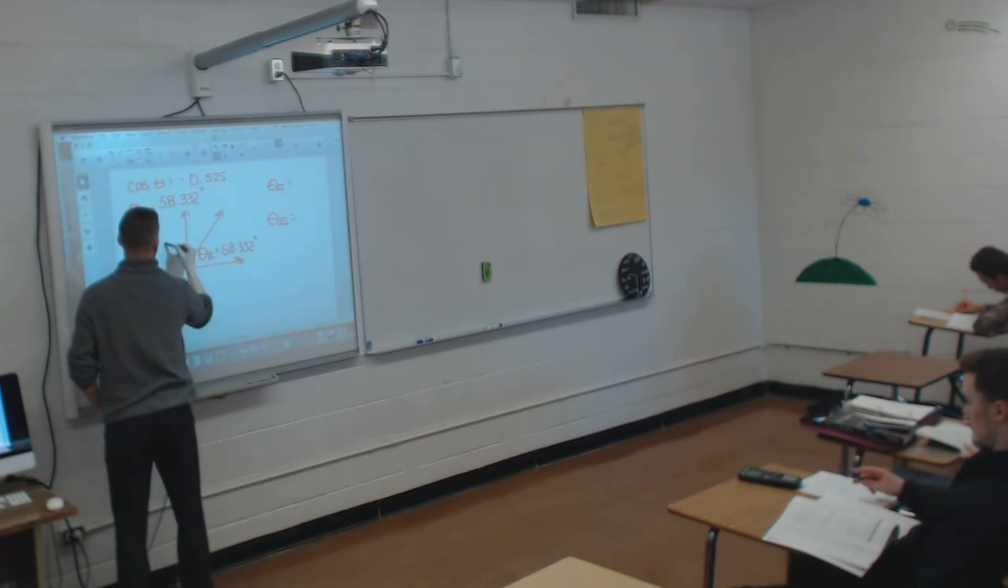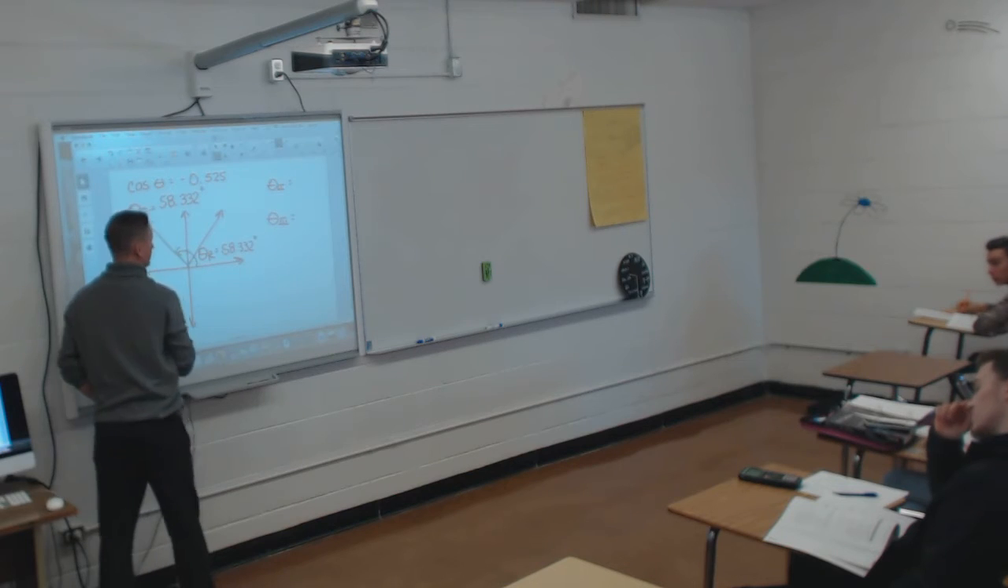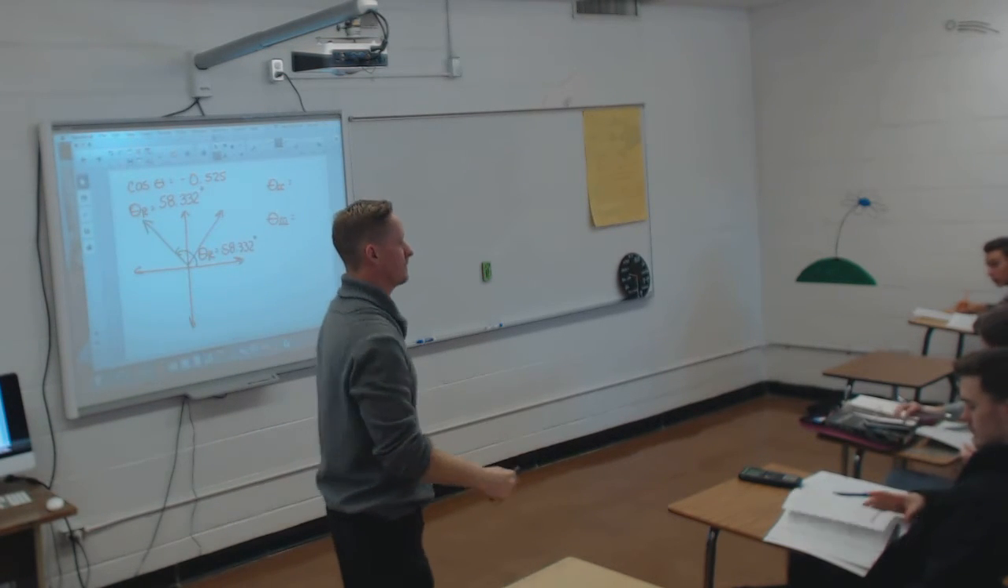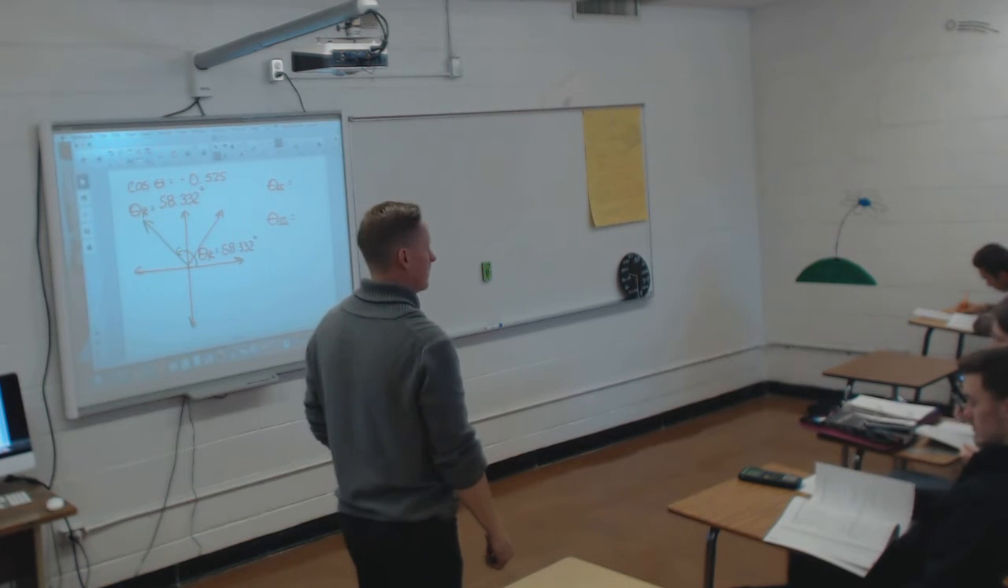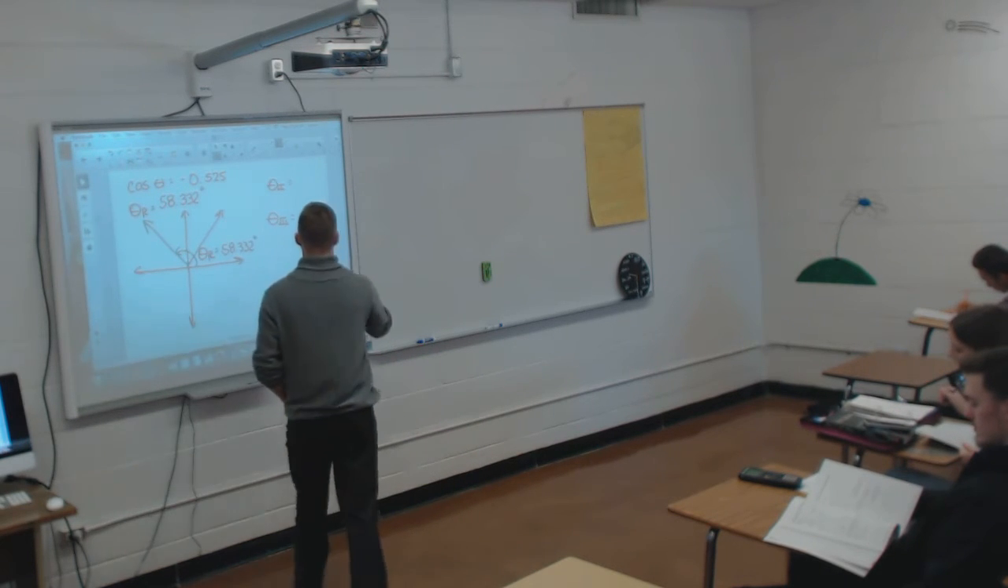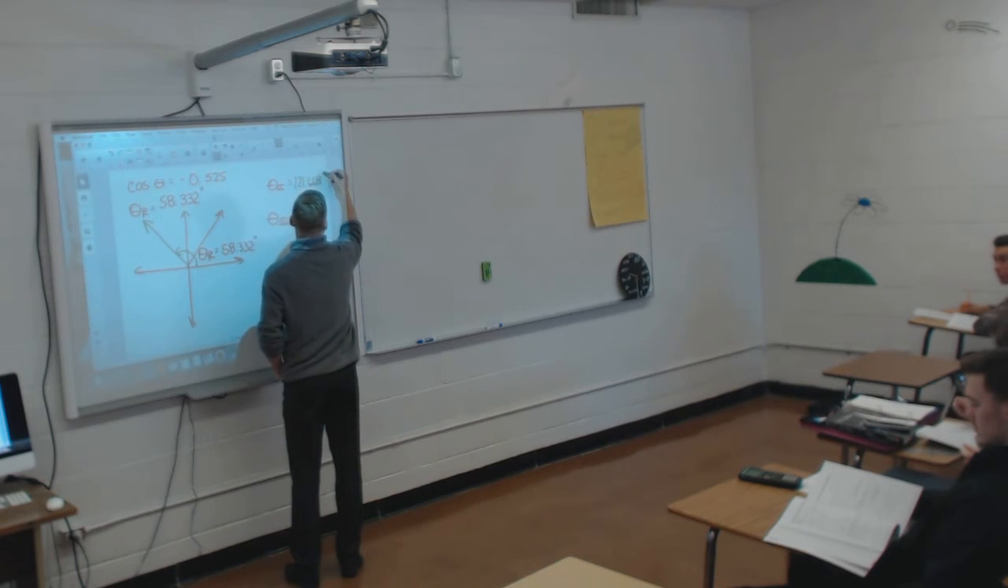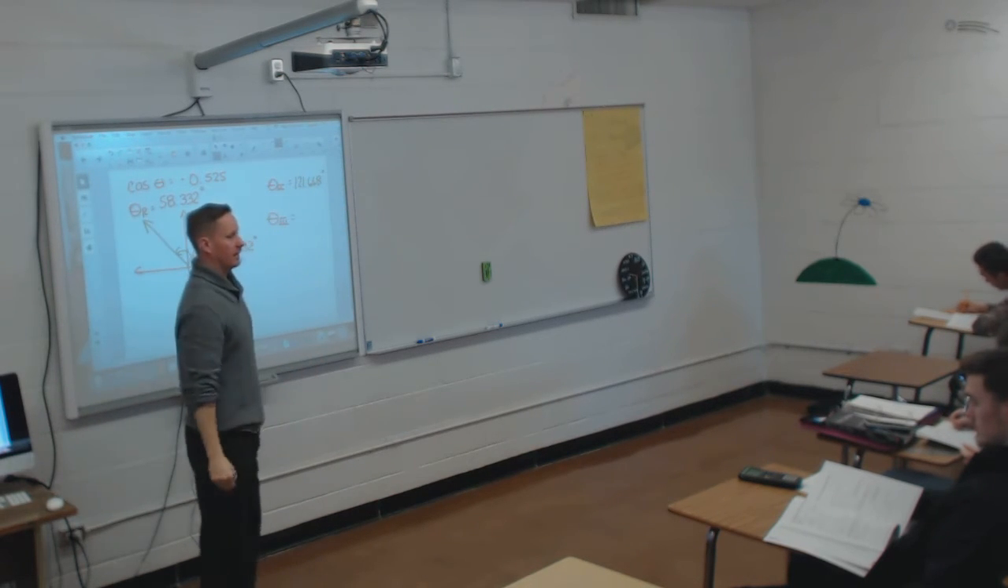So we now need to find out what the angle in quadrant 2 is. What's this angle? Take that away from 180. And what do you get? 121.668. Awesome.